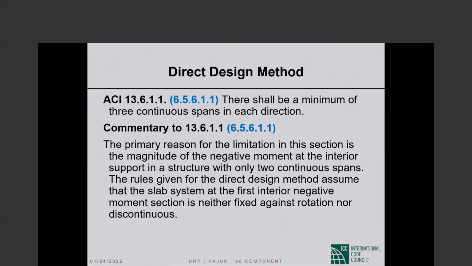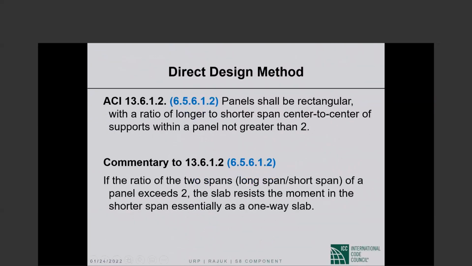First limitation, there shall be a minimum of 3 continuous spans in each direction. And why that is necessary is in the commentary, which I will let you read. Panels shall be rectangular with a ratio of longer to shorter span, center to center of supports within a panel, not greater than 2. You know why not greater than 2.